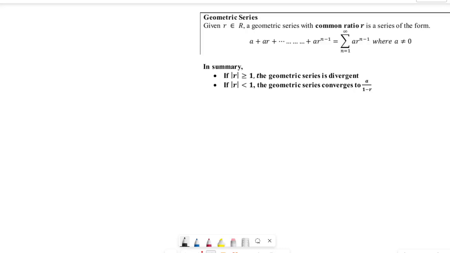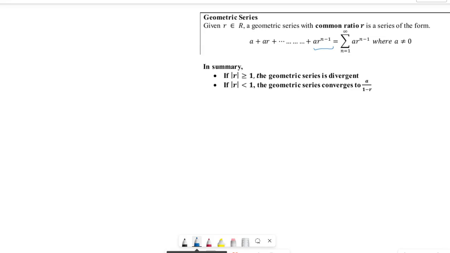Hello. So today we are going to work on geometric series and figure out when a geometric series is divergent or convergent. First of all, let's define geometric series. Any series which is of the form A plus AR plus so on, and the general term is A times R to the power n minus 1.